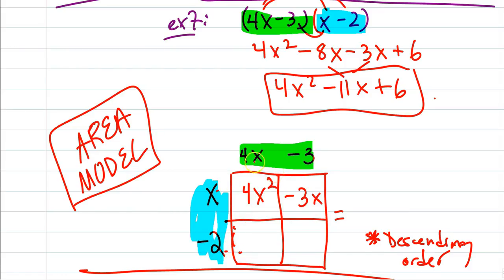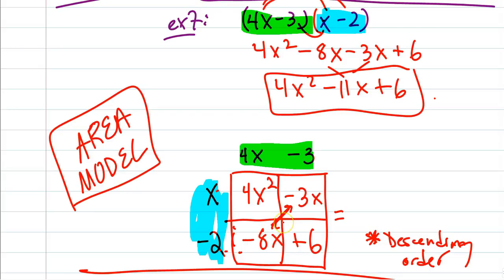Negative 2 times 4x gives us negative 8x, and negative 2 times negative 3 is positive 6. Keep in mind, this is not your answer. Don't leave your answer like this. You do need to combine the negative 3x and the 8x, so these two are like terms.